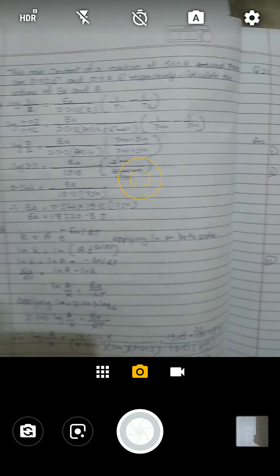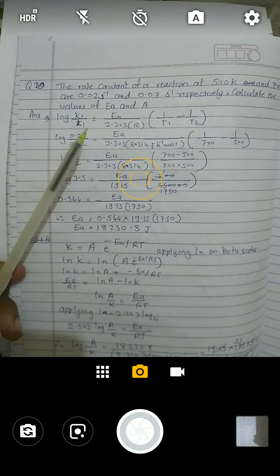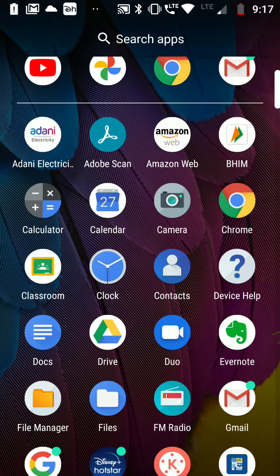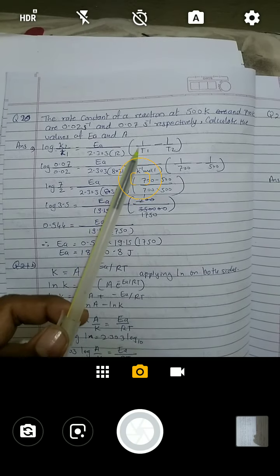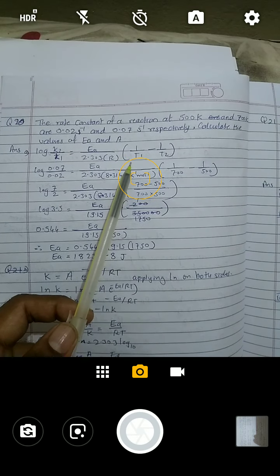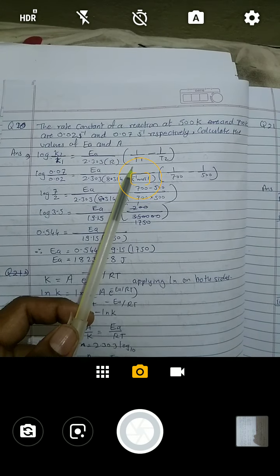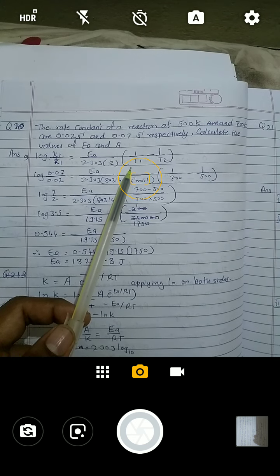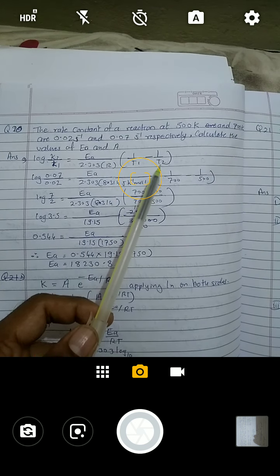So here I will apply the formula log K2 by K1 is equal to Ea divided by 2.303 R into 1 upon T1 minus 1 upon T2. Here T1 is 500 and T2 is 700.